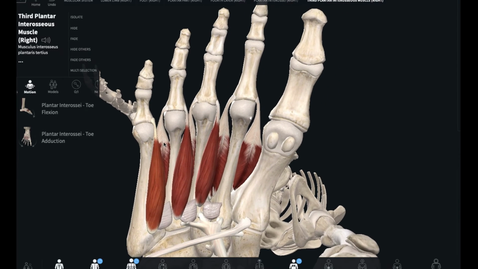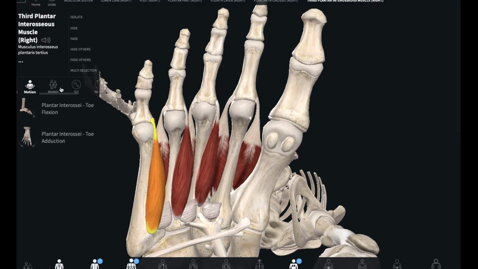Okay, and then it adducts the toes because clearly you can see that because this is the axis, you can see where the attachment is. It's going to be pulling or contracting because of where that is. It's going to be pulling towards this toe here.